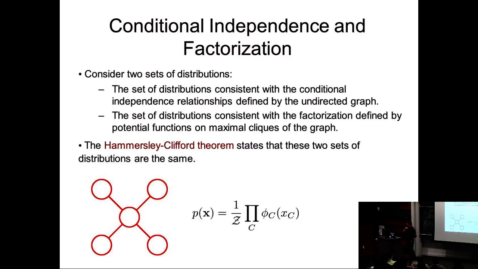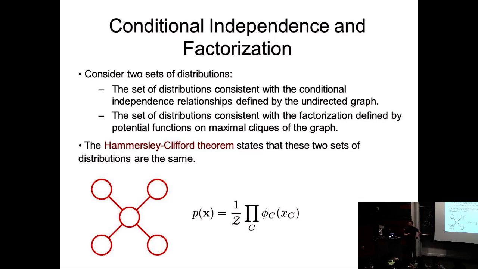Now, let's look at the conditional independence and factorization properties. Let's look at the two sets of distributions. The first is the set of distributions consistent with the conditional independence relationships defined by the undirected graph. So if I show you the undirected graph, and I look at all the conditional independence properties defined by the undirected graph, as well as the set of distributions consistent with the factorization defined by potential functions on maximal cliques on the graph, then these two sets of distributions are the same.